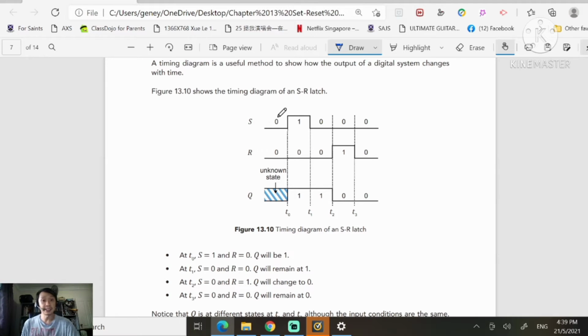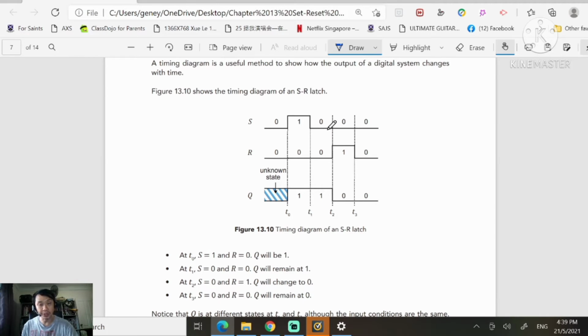So the starting is that it's 0, 0. If we know 0, 0, I don't care. It just stays as it is. Now I have the set going high. Reset stays low. If you remember your truth table for your SR latch, when S is 1, R is 0, the output will go 1.